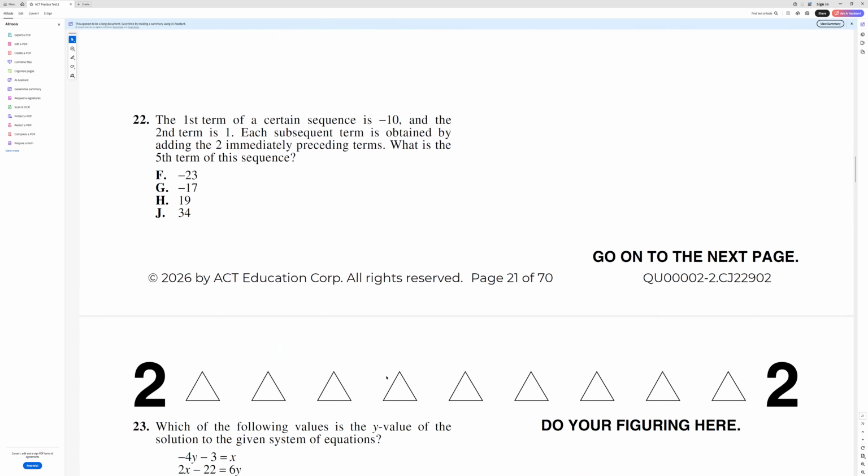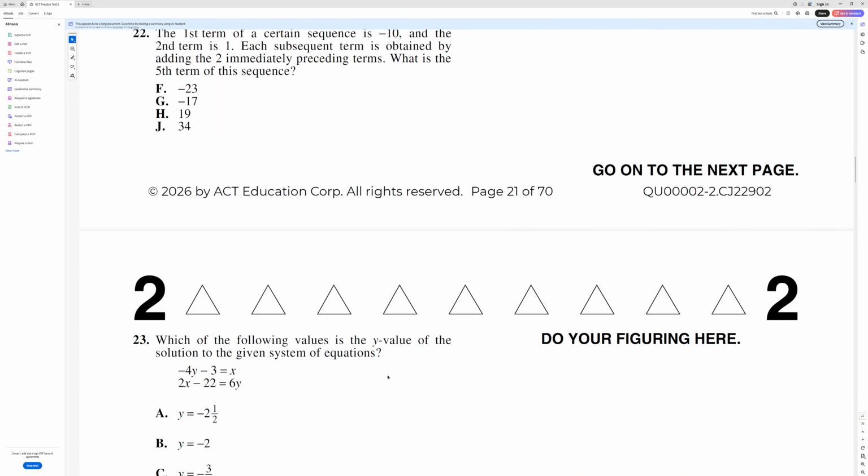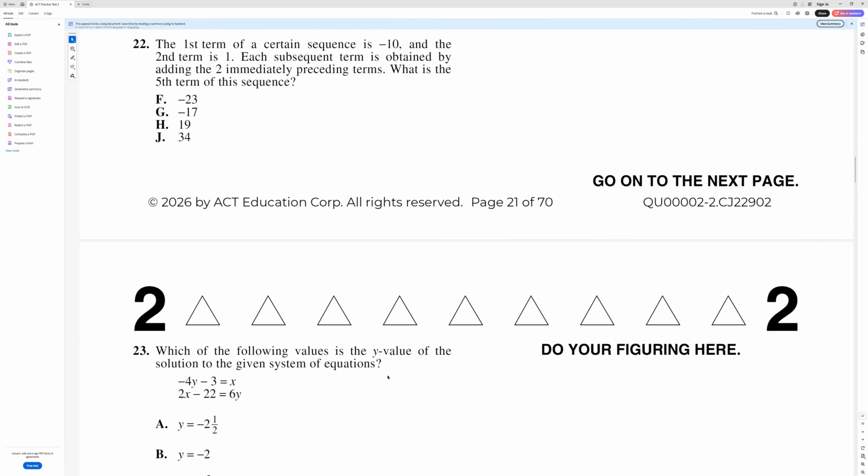Okay, this one says that you start with the first term of -10, so that's your series. The second term is 1, and each term is obtained by adding the two immediately preceding terms. So I need to add -10 plus 1. That's going to be -9. Then the next term is adding 1 and -9, which is -8.